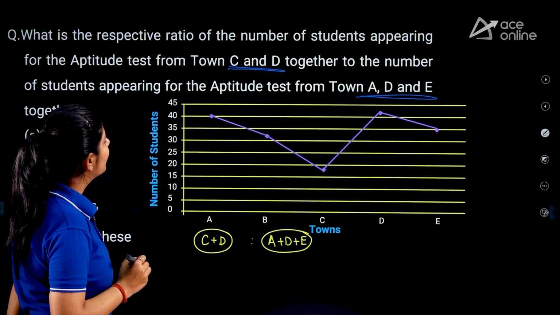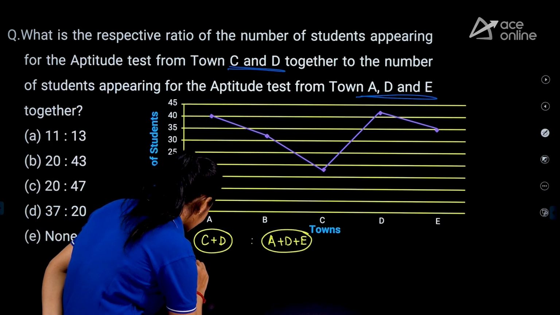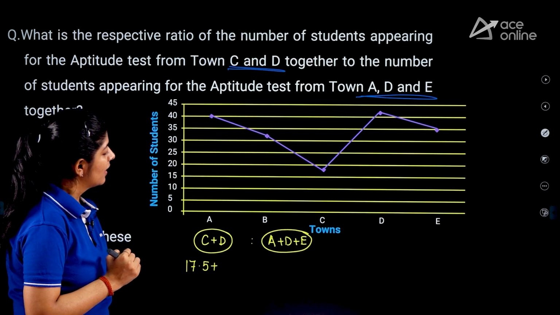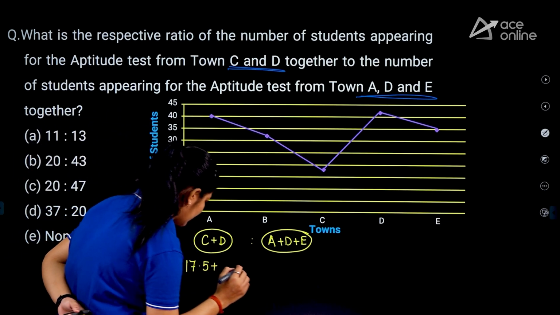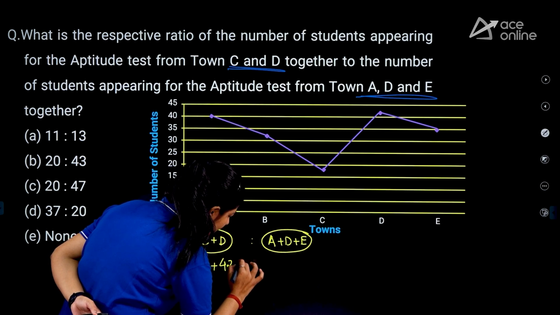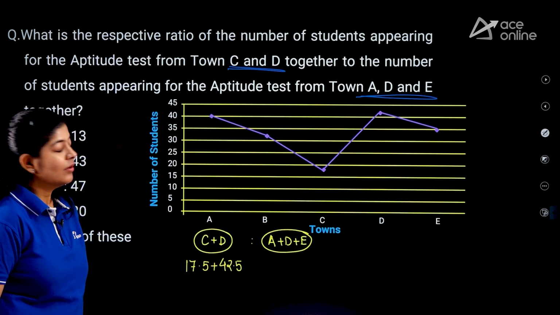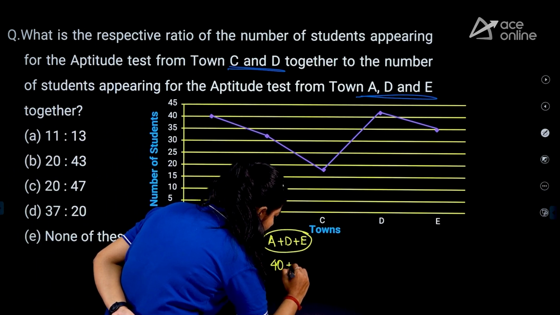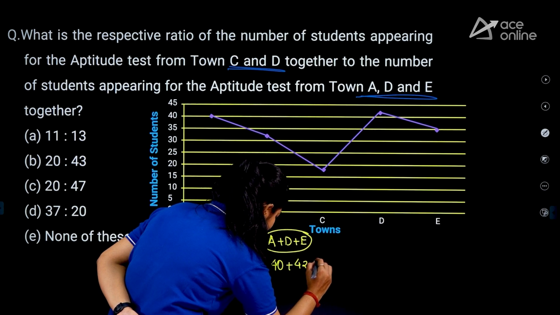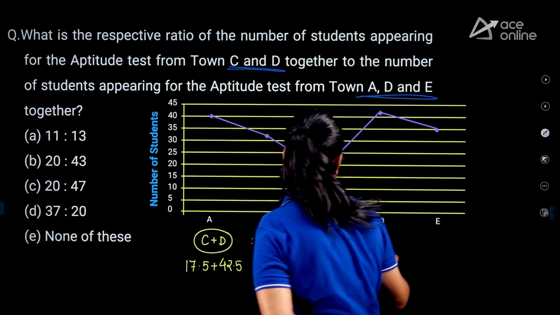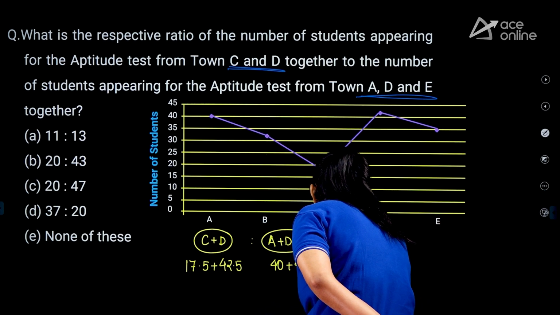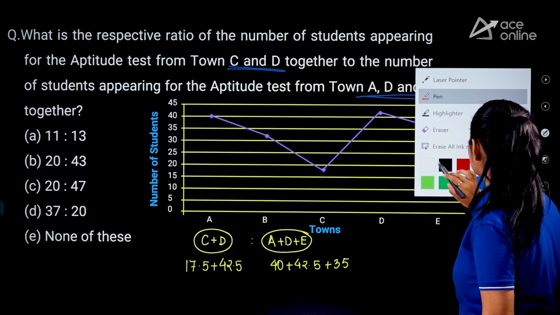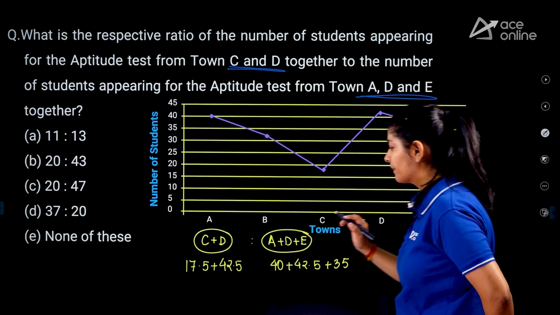For town C we are having 17.5, plus town D we are having 42.5. Right? Now town A we are having 40, town D we are having 42.5, and for town E we are having 35. We just simply need to add these values so that we can find out the ratio over here.